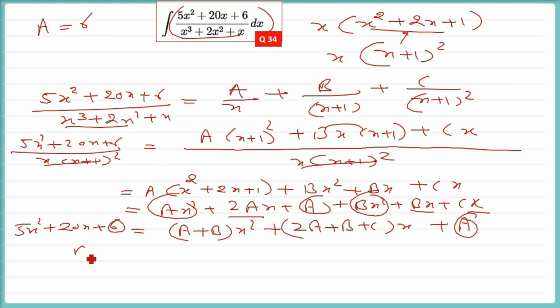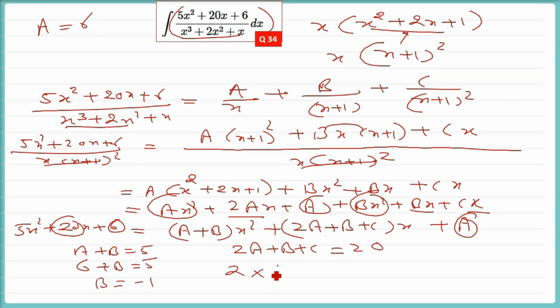Now take this a, put it in the first equation, a plus b equals to 5. Second equation will be 2a plus b plus c equals to 20. a is already 6. So 6 plus b equals to 5. b you will get as -1. Now put it here. 2 into 6 minus 1 plus c equals to 20. So 2 into 6 is 12, 12 and minus 1, that is 11. 20 minus 11 is 9. So c has come as 9.